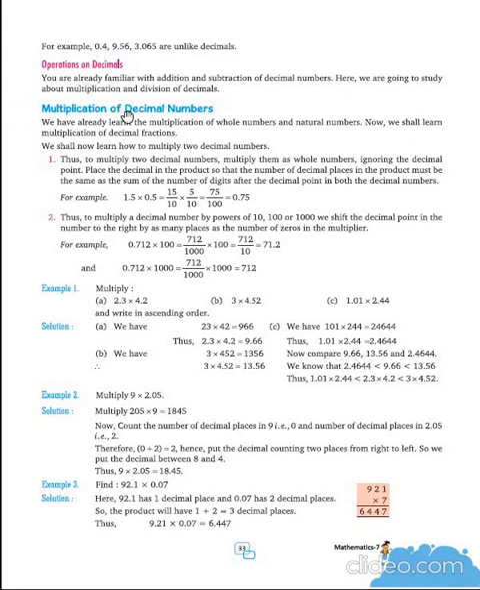Now let's see different operations on decimals. First we will see the multiplication of decimal numbers. So let's take an example. Suppose you have to multiply these two decimal numbers. So first we have to multiply them as whole numbers. So we ignore these decimal points and make them decimal fractions. So it will be 15 by 10 and 5 by 10, then we simply multiply numerator by numerator and denominator by denominator, then we put the decimal. So it will be 0.75.